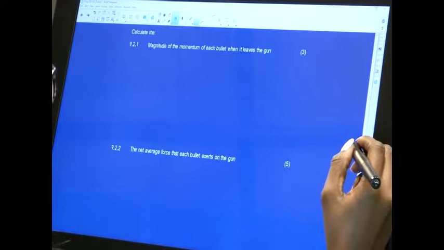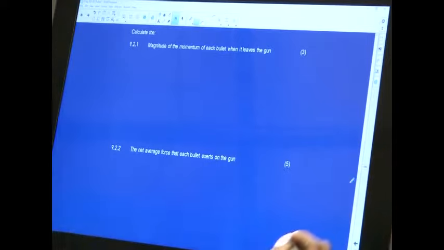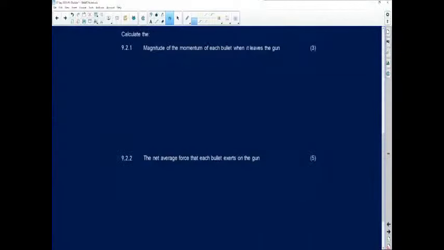Now, as you're reading the statement, you can already see that they can ask these questions in any direction. So in 9.2.1, they say calculate the magnitude. Remember, magnitude is just a fancy word for size. Calculate the magnitude of the momentum of each bullet when it leaves the gun. So this is very easy. They just want the momentum of the bullet. They don't say the change in momentum or anything.